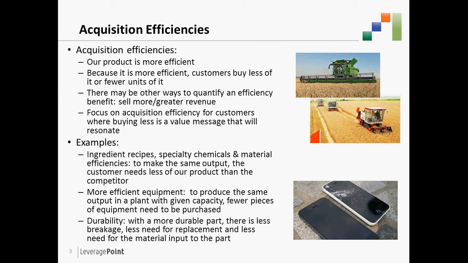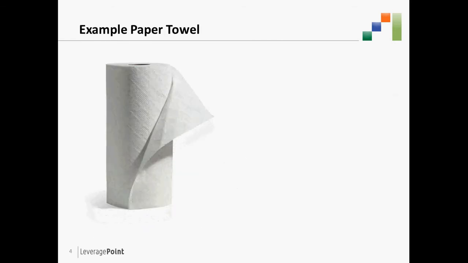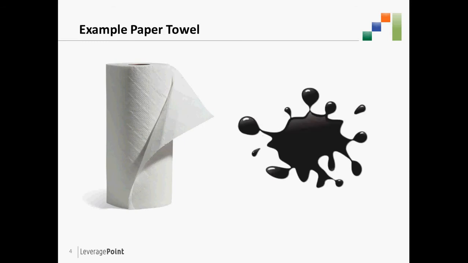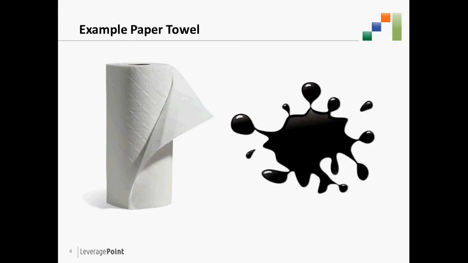And we discovered that using a traditional EVE model to illustrate them can get tricky. Fortunately, we've added some new enhancements to Leverage Point for modeling acquisition efficiencies. So let me show you that using a very simple case example. Like, for instance, paper towels that customers use to wipe up spills.